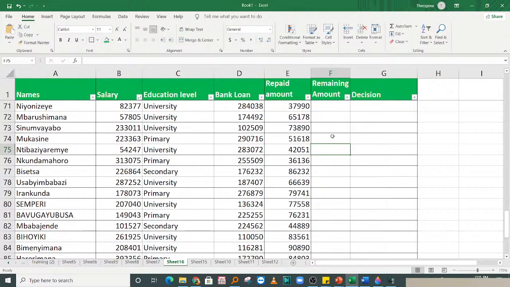Okay, so reka tuvuge aba bantu. So if you are here and you are not from Rwanda, please let me know. I will have to mix two languages, English and Kinyarwanda.